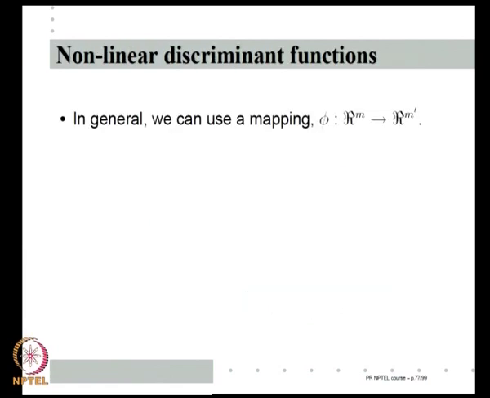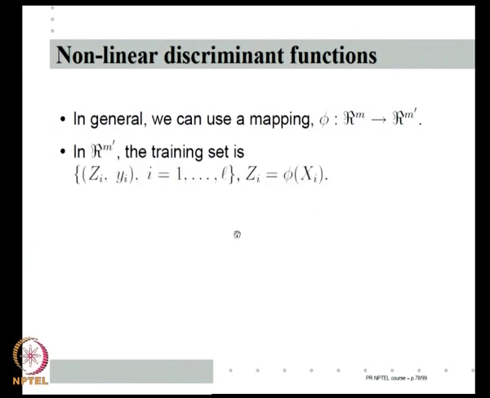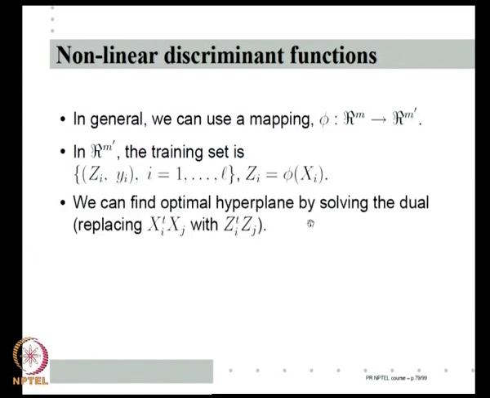In general, we use some mapping phi from m dimensional space to m prime dimensional space. In the new space, my training set will be Zi, yi, where Zi is phi xi. In the rest of this class, and also in most of our discussions, we will use Z and phi x interchangeably. Phi xi will be Zi. This is the vector corresponding to the training vector xi in the transformed space. So, once we use this phi to transform all the training patterns from m dimensional space to m prime dimensional space, my new training data becomes Zi, yi, where Zi is equal to phi xi.